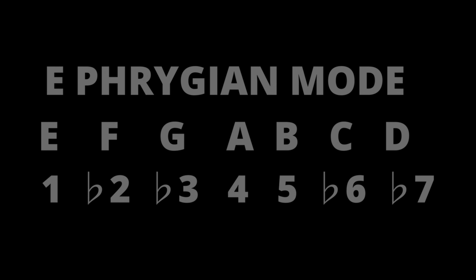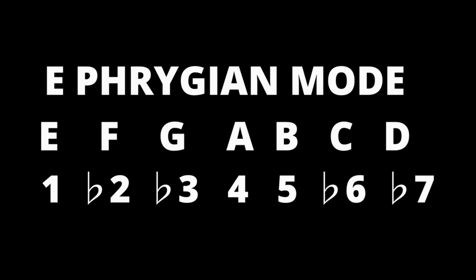Now I'll show you how to write a melody for your song. Listen to how it sounds here with the E Phrygian scale, which has the notes E, F, G, A, B, C, and D.